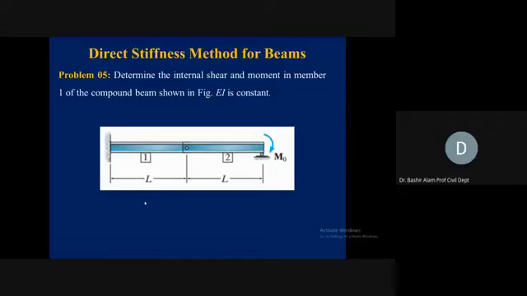Only M naught is applied at the right-hand side. The problem is to determine the internal shear and moment in member 1 of the compound beam. The 2 members are joined together by the pin connection shown in the figure. EI is constant, and you see the loading at the far end. So you should quickly draw a line diagram: at the left a fixed support, at the right a roller support, in the middle a hinge, and at the right a clockwise M naught. The length of each member is L, and EI is constant.